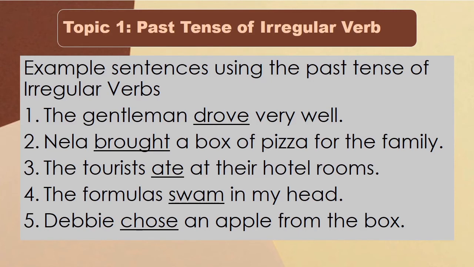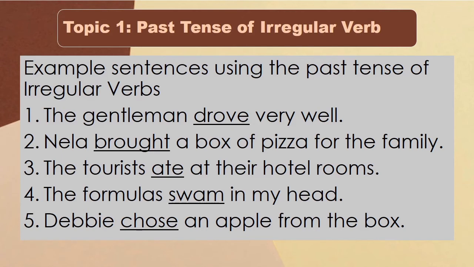Example sentences using the past tense of irregular verbs. Number 1. The gentleman drove very well. The underlined word drove is the past tense form of an irregular verb. Nella brought a box of pizza for the family. The underlined word brought is the past tense of the verb bring. The tourists ate at their hotel rooms.